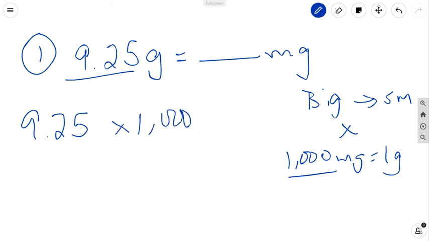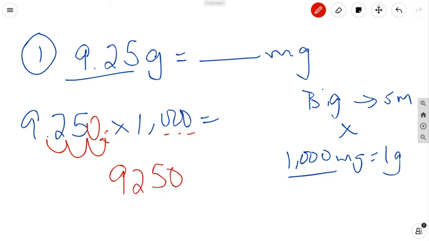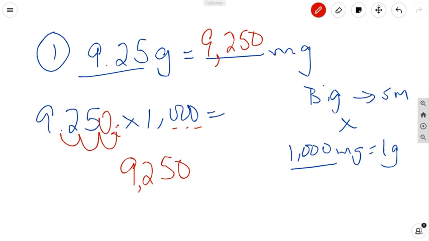And again, I'm really moving the digits, but for our sake, we talk about really just the decimal. So 1, 2, 3, because we have 3 zeros. Decimal goes here, fill in the empty spot with a 0. So I have 9,250. Okay. Pretty simple. Let's try another.